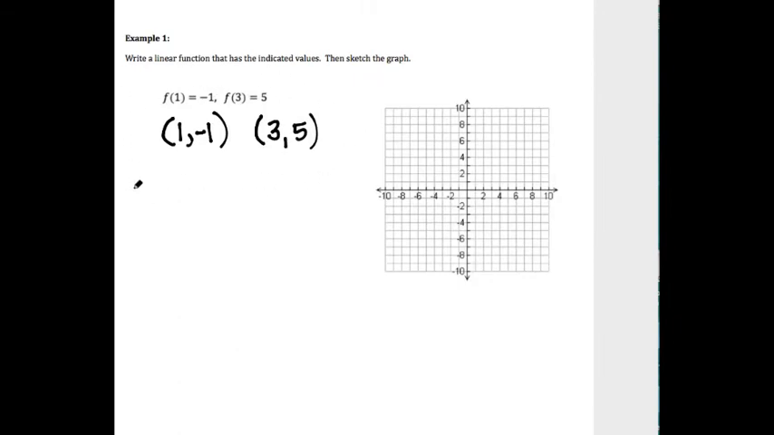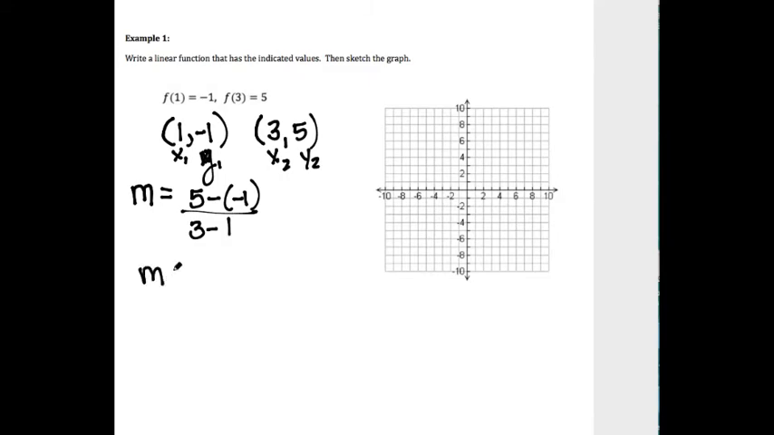So the first thing we need to do is figure out the slope. I'm going to label these x1, y1 and x2, y2. Remember that slope is y2 minus y1 divided by x2 minus x1. That gives me a slope of m equals 6 halves, which is equivalent to 3.